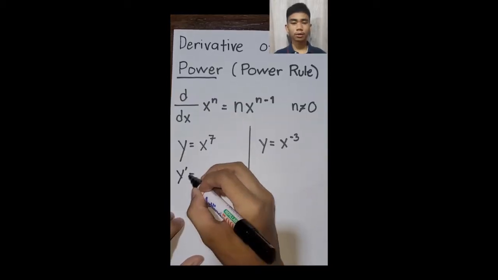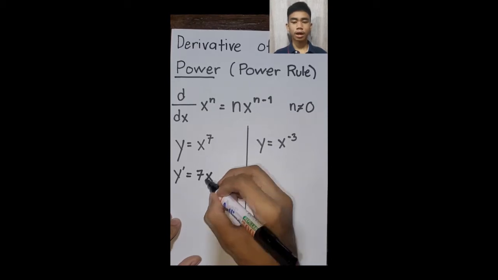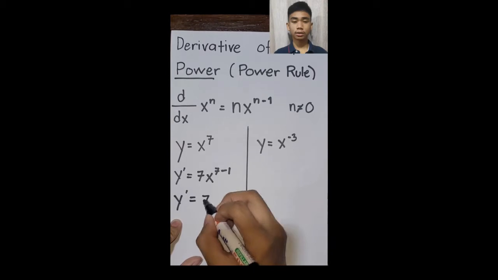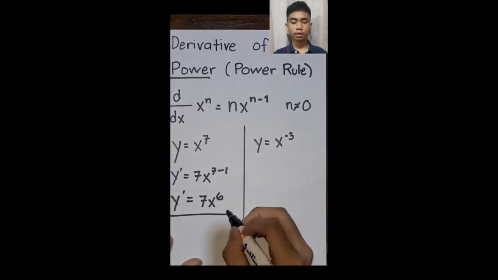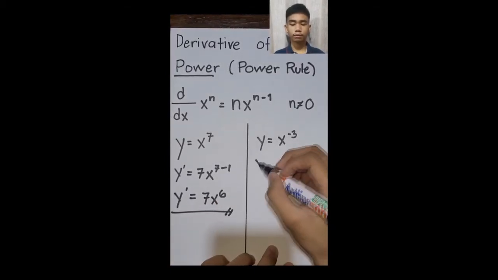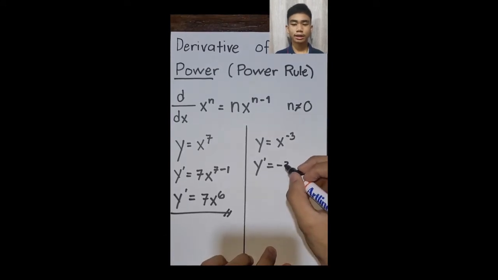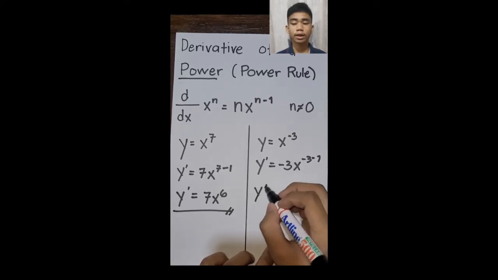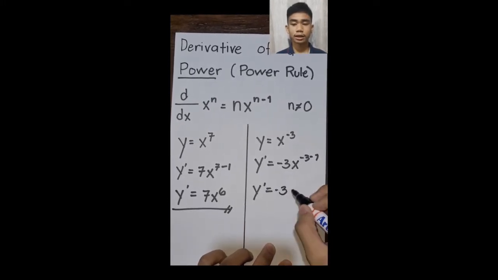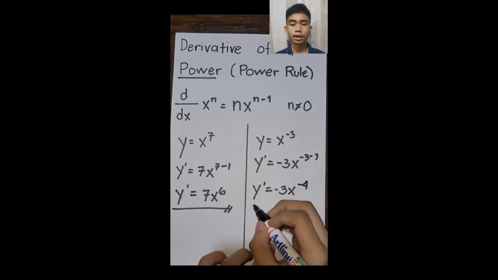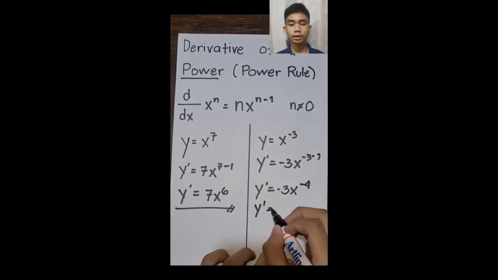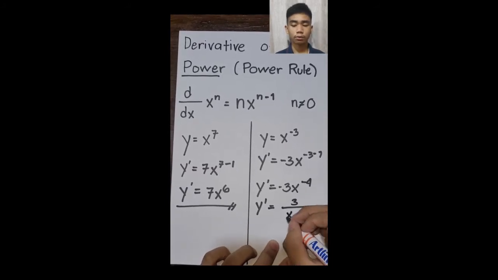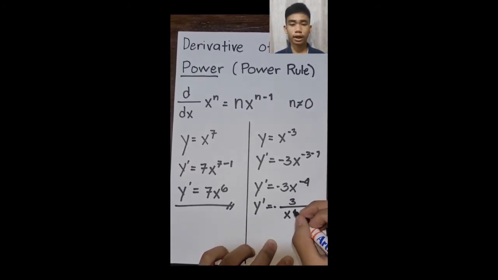Derivative of a power, also known as the power rule. In the first example, we have x raised to 7. y prime is equal to 7x raised to 7 minus 1, and in the final answer, y prime is equal to 7x raised to 6. In the second example, we have y equals negative 3x raised to negative 3. Then y prime is equal to negative 3x raised to negative 3 minus 1, and y prime is equal to negative 3x raised to negative 4. On the final answer, y prime is equal to negative 3 over x to the fourth power.